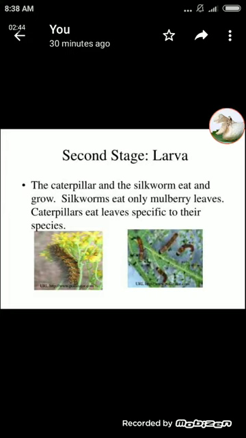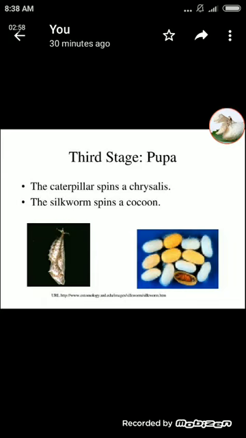And now it is ready to enter the next stage. This caterpillar eats the leaves and becomes very big in size. Now the third stage starts. The third stage is pupa. The caterpillar spins a chrysalis. So how does this caterpillar change into a pupa? How is this cocoon formed? You can see these egg-like structures, yellow and whitish in color. How are they made?